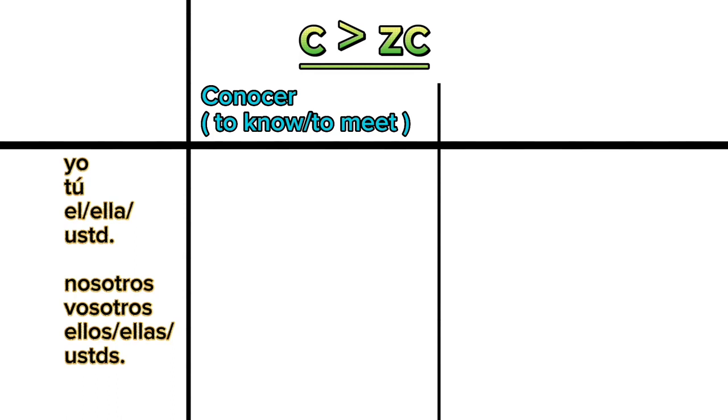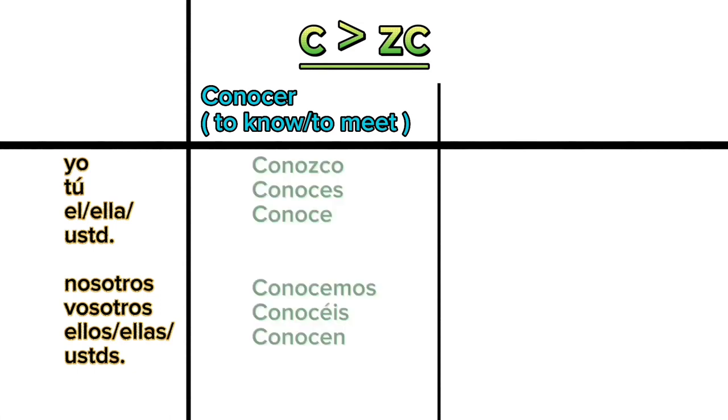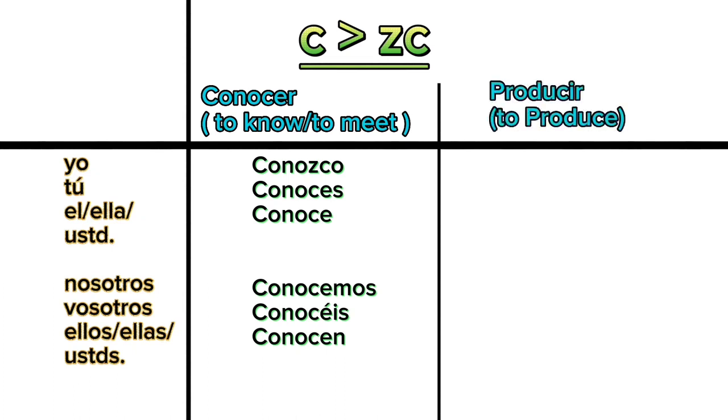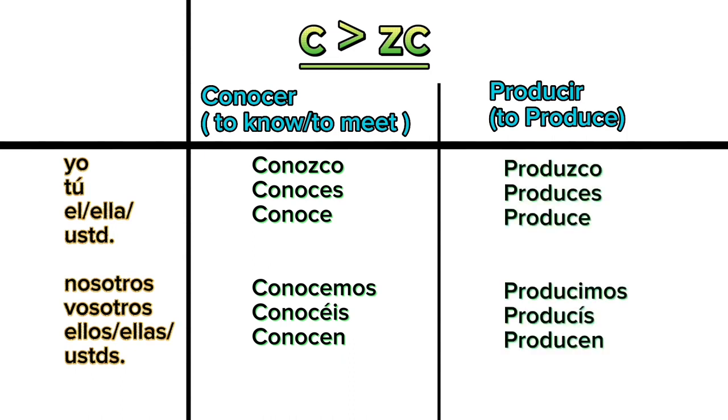Now, what is its conjugation? As C changes to ZC, but only in the first form. Conozco, conoces, conoce, conocemos, conocéis, conocen. Now, you can see from tú to ellos, ellas, ustedes, all the others are regular conjugation, but only the first person has changed. That has become conozco. The same is the case in producir. Producir means to produce. In this also the first person will change and it will become produzco. And all the others will remain the same: produces, produce, producimos, producís, producen. Alright? This is the thing.